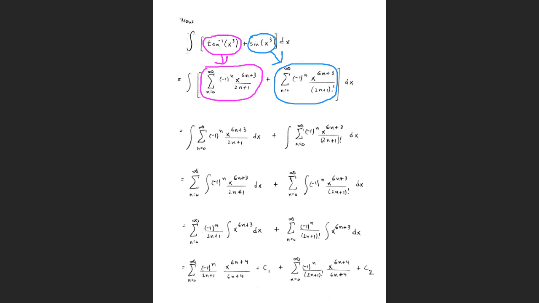Notice that for both series, the index starts at n equals 0, the same starting index. And that always makes life easy. You can still add two series if one of them starts at a different index than the other, but you have to make an adjustment to one of the series so that they both start at the same index. But here we won't have to worry about that.